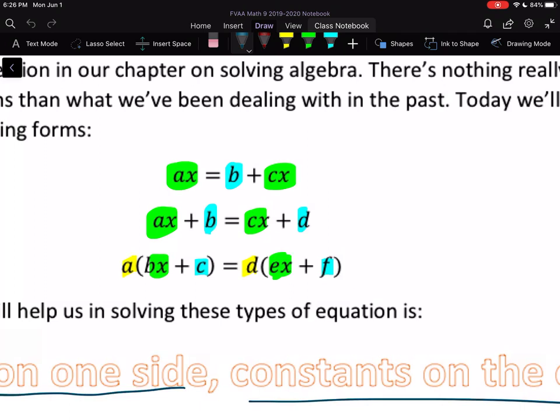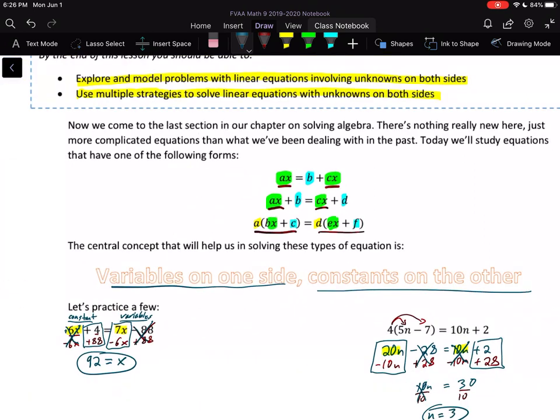This is the part 2 video of section 6.3, looking at solving linear equations, just different types of equations, specifically equations with variables on both sides of the equal sign in different forms, and combining it with brackets and other types of algebraic steps that we saw.